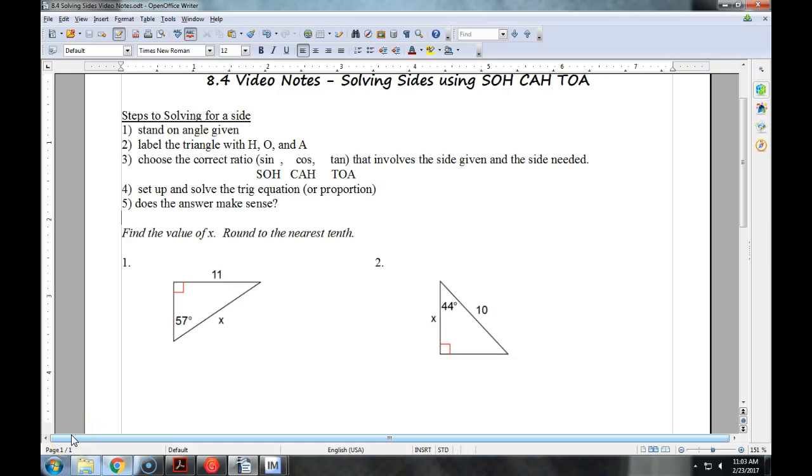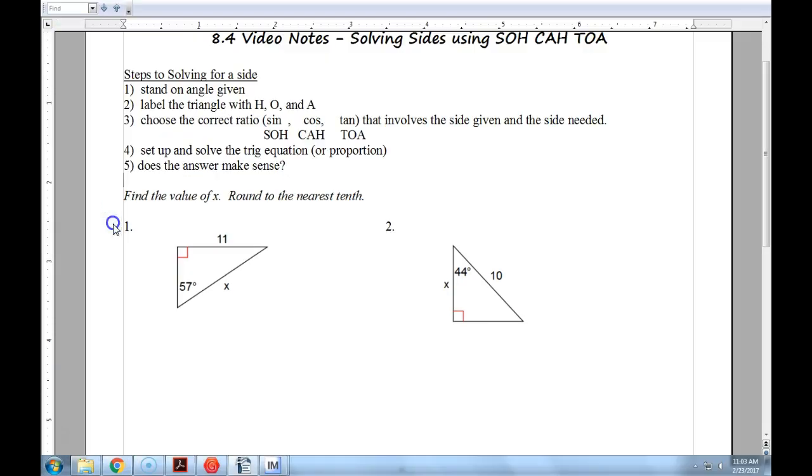All right, in 8.3 we learned about the trig ratios, SOH CAH TOA, sine, cosine, and tangent. We learned how to identify the opposite side, the adjacent side, the hypotenuse, and we represented those as fractions or decimals. And today we are actually going to use the ratios to solve for missing sides. We've never been able to do this before, so let's just jump right into it.